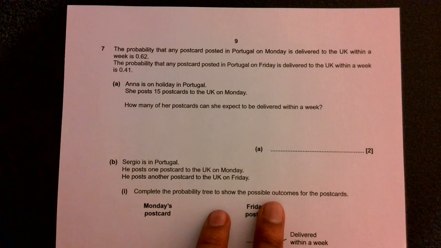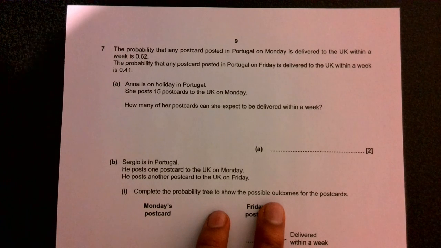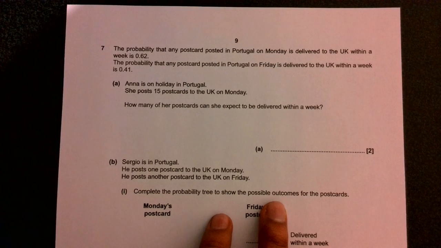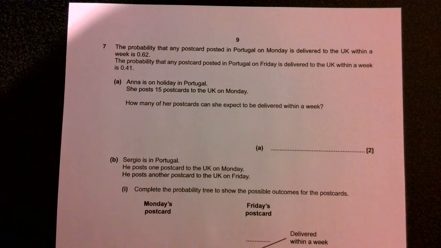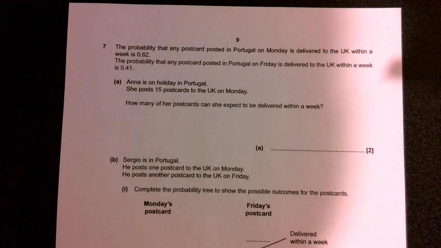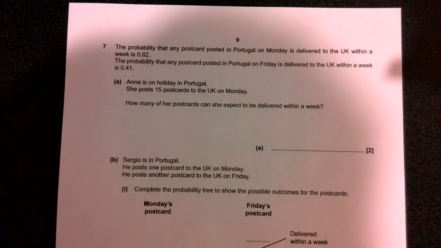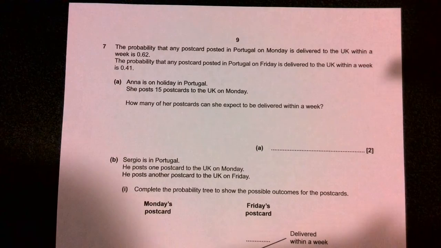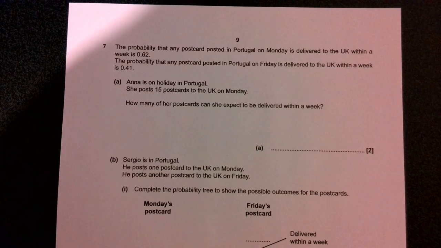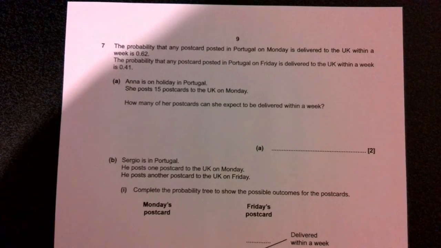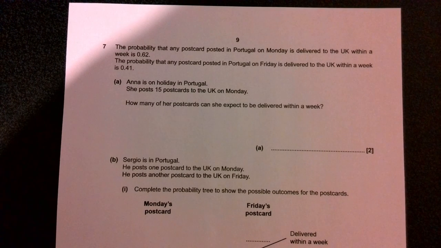What we have over here is that the probability that any postcard posted in Portugal on Monday is delivered to the UK within a week is 0.62, and the probability that any postcard posted in Portugal on Friday is delivered to the UK within a week is 0.41. Now in this question, Anna is on holiday in Portugal and she posts 15 postcards to the UK on Monday. How many of her postcards can she expect to be delivered within a week?